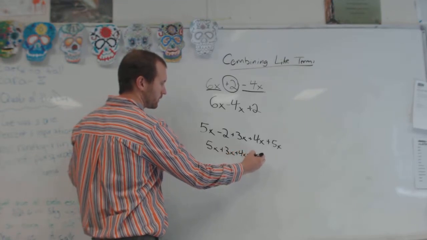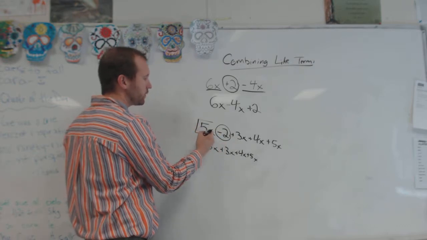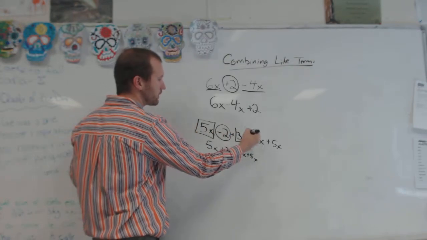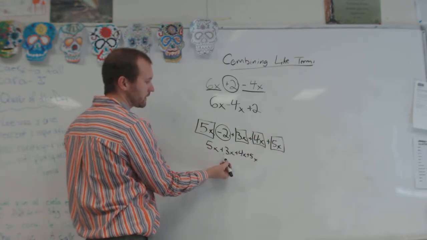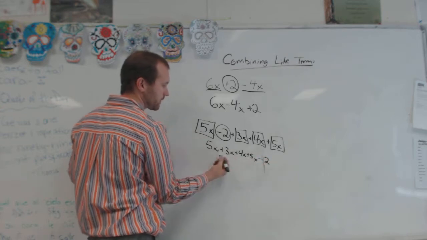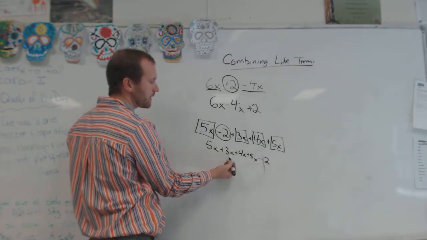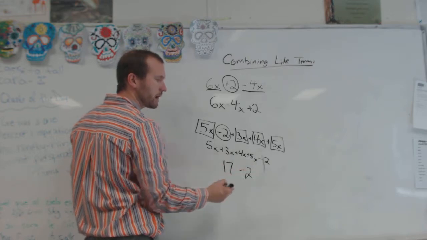You don't always do that one? Yeah, I like to kind of do that. Like, I would put these ones all in boxes, maybe. That helps. 17 minus 2, and then put them all together. So 5 plus 3 plus 4 plus 5 is 17 minus 2, right?